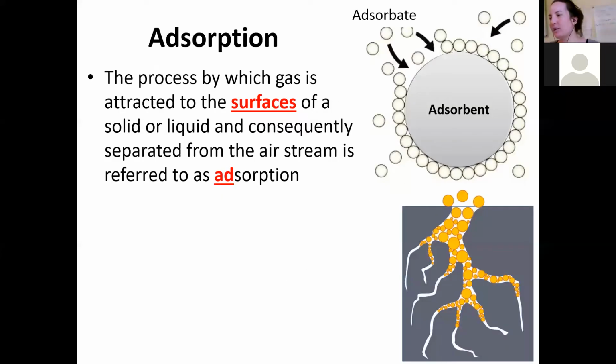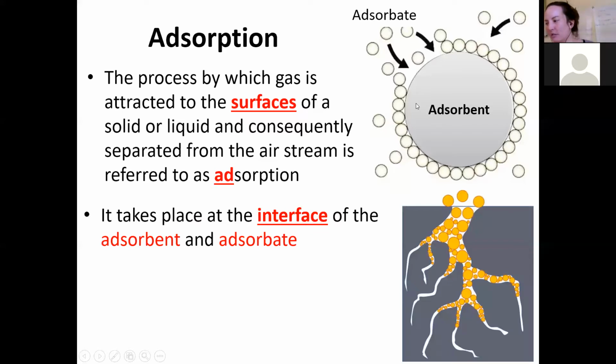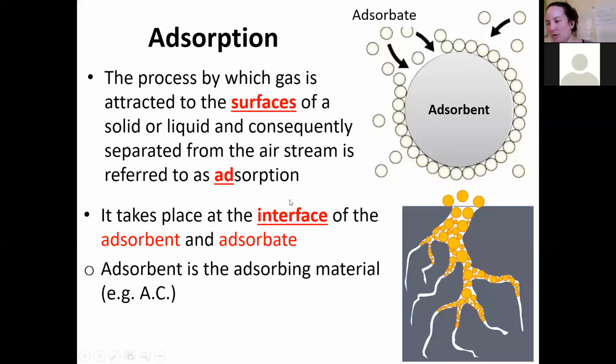The first we're going to talk about is adsorption. So in adsorption, gas is attracted to a surface, usually of a solid, could also be a liquid, and it's separated from the airstream. And it takes place at the interface of the adsorbent and the adsorbate. So here you see an example.